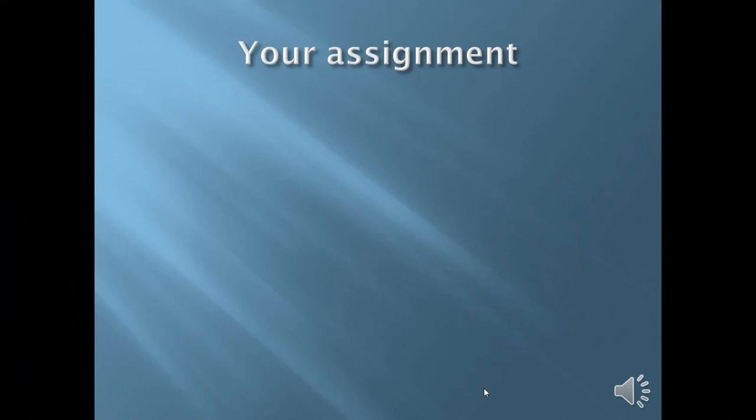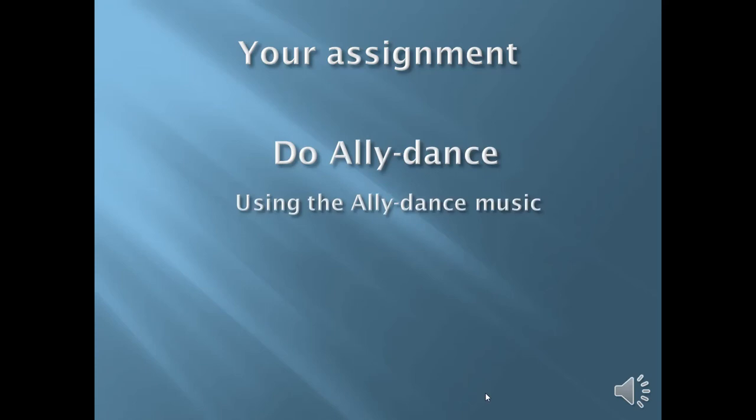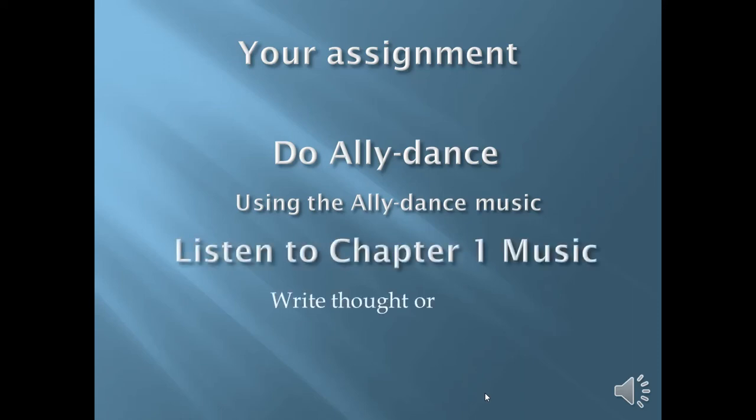Your assignment is to do the Allie dance. Use the Allie dance music to do that. Remember, your facial expressions and your levels. And then you're going to listen to the chapter one music and write a thought or choose colors or draw a picture of what you think Allie's going through. And you can share those things with me in a comment in your assignment. Just press plus and add a Google Doc. Or you can send a picture to me through my email.